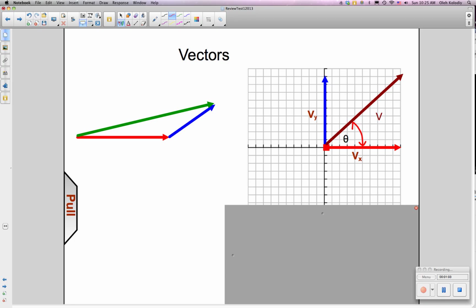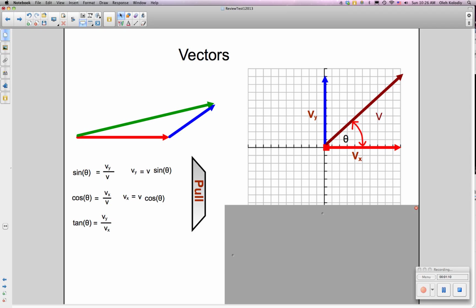Similarly, the cosine of the angle theta on that triangle is adjacent over hypotenuse. Solving that for vx, we get vx equals v cosine theta. Also, if we know vx and vy, we can find the angle using the tangent, which is opposite over adjacent, or vy divided by vx. And so what this means is that if we have a vector, v, we can actually replace that vector with its components. It turns out that very often it is easier to work with the components than to work with the original vector.